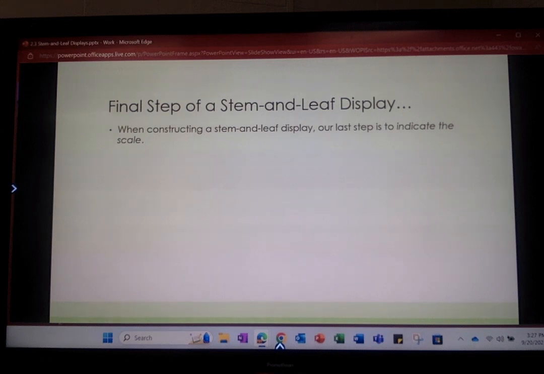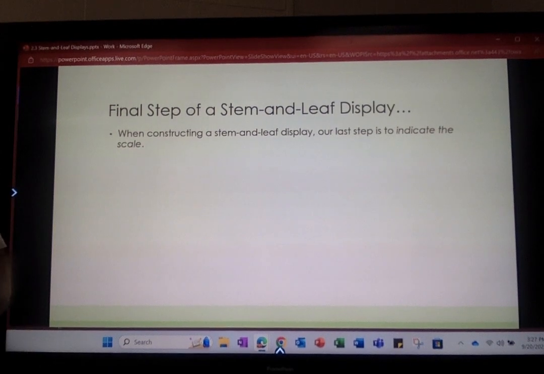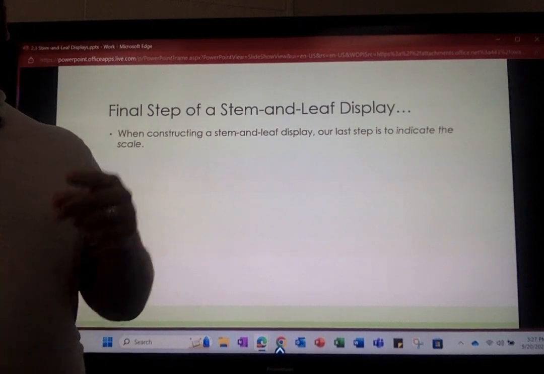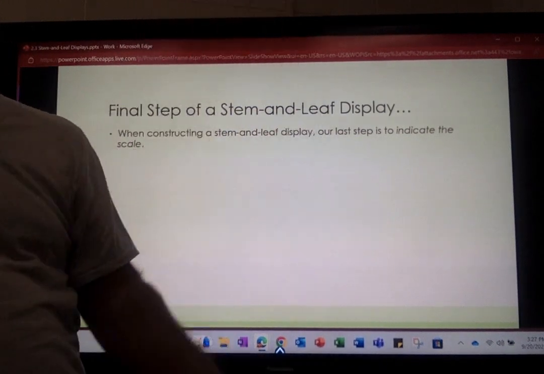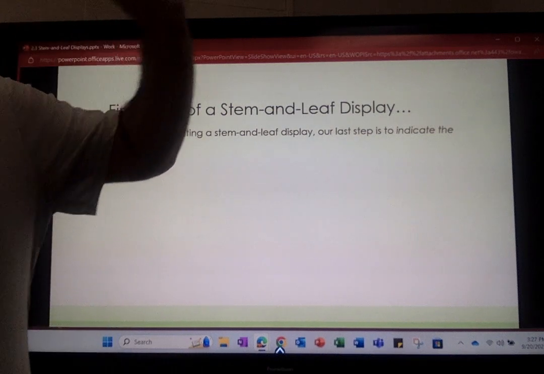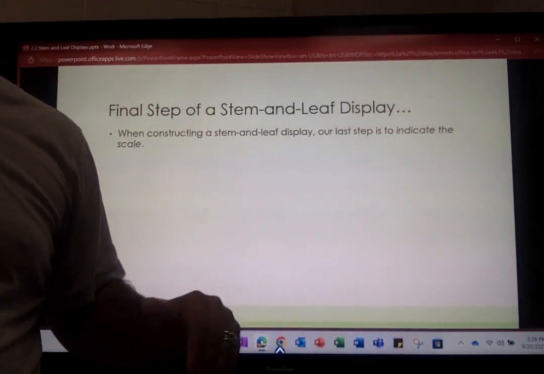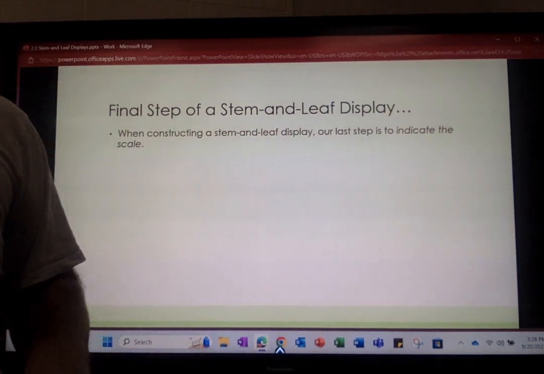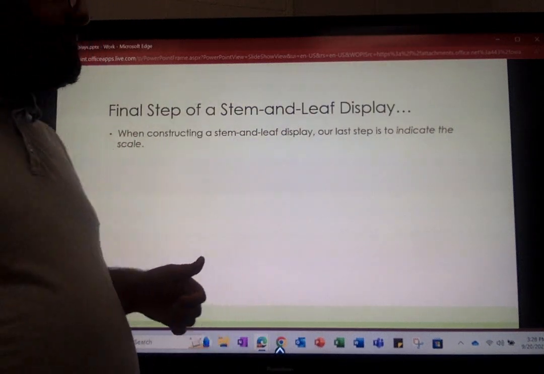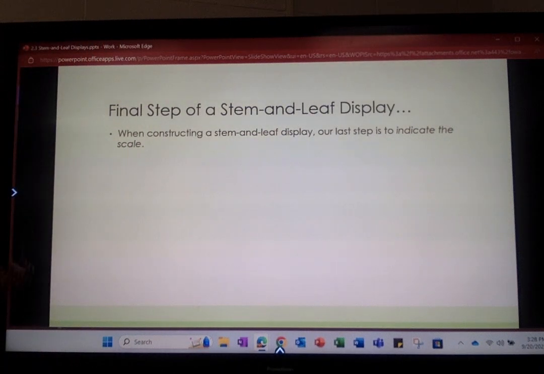Okay. Now, once we divide the digits into our stems and leaves, we align the stems. We draw a vertical line to the right of the stems. We put all of our leaves in the proper stem, and we arrange the leaves in order from smallest to greatest. The very last step is to indicate what your scale is.